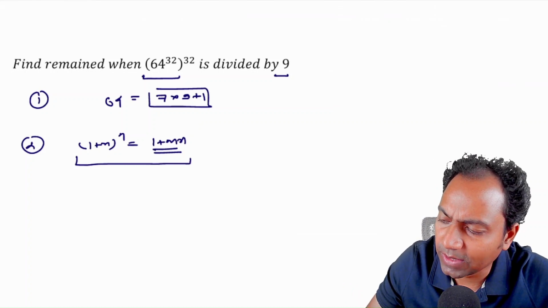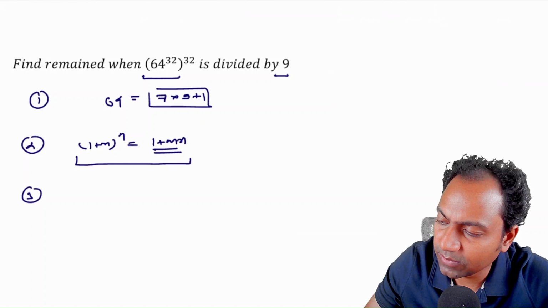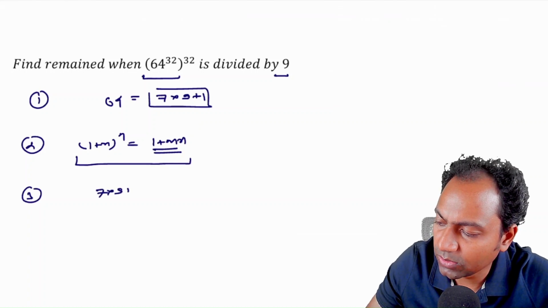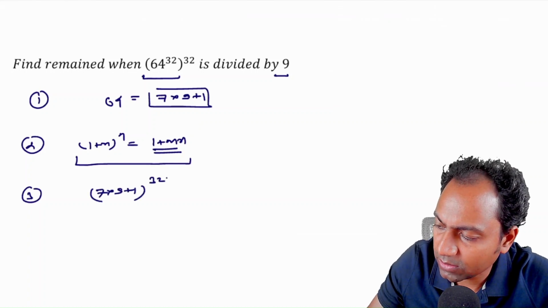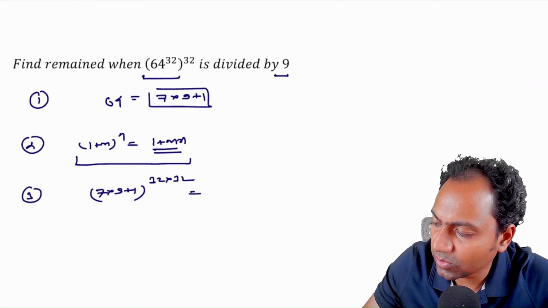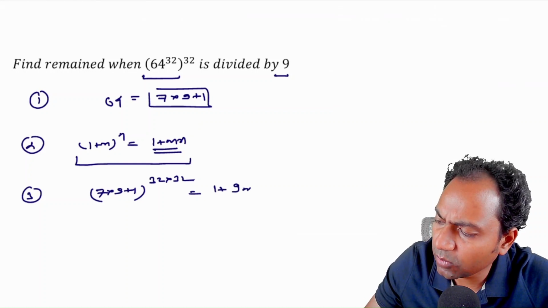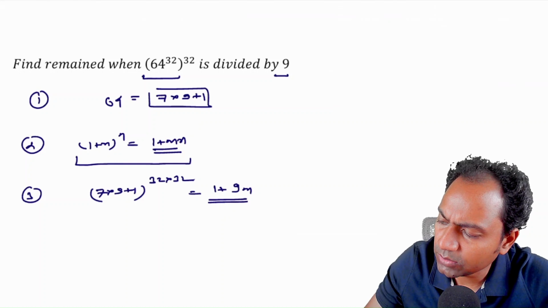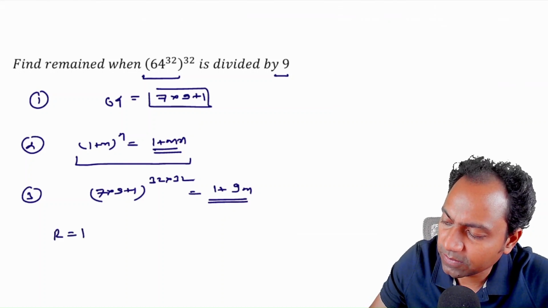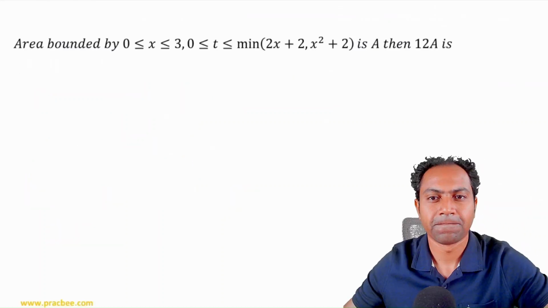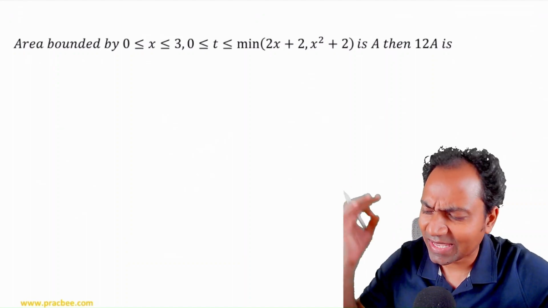So in the third part, our question can be written as nothing but (7 into 9 plus 1) raised to the power 32 into 32. So you can see that the remainder from this property comes out to be nothing but 1 plus 9 times some quantity m. So the remainder becomes nothing but 1. Extremely simple question.